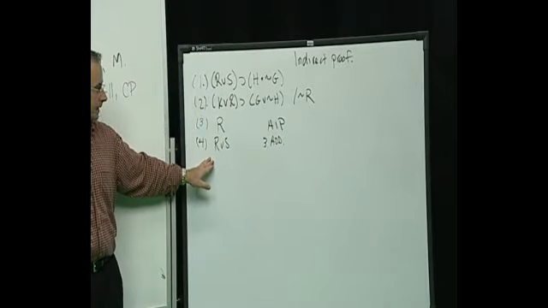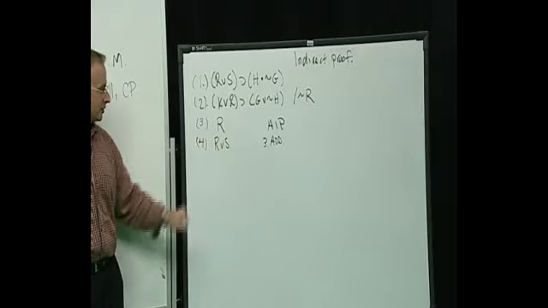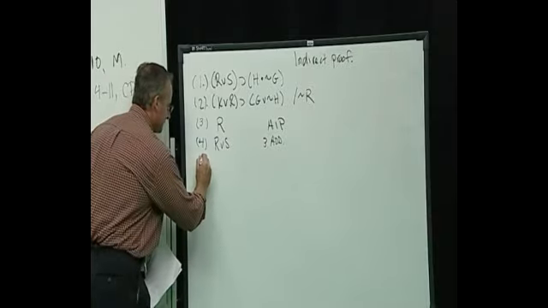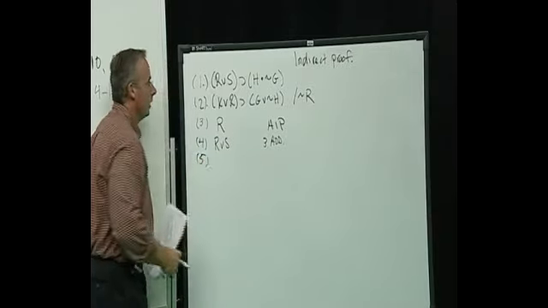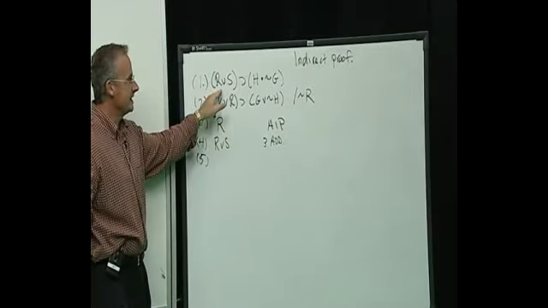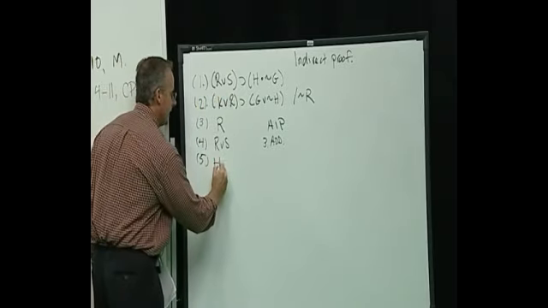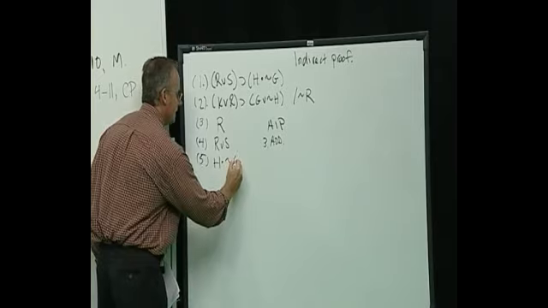Okay, not attention deficit disorder, although at this point in the proof you may be feeling a little distracted. Okay, line 5. Well, what do we have? We have R or S, which is the antecedent of this conditional. That allows us to derive H and not G.